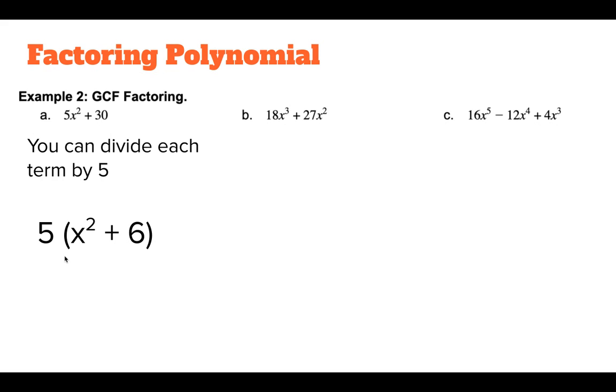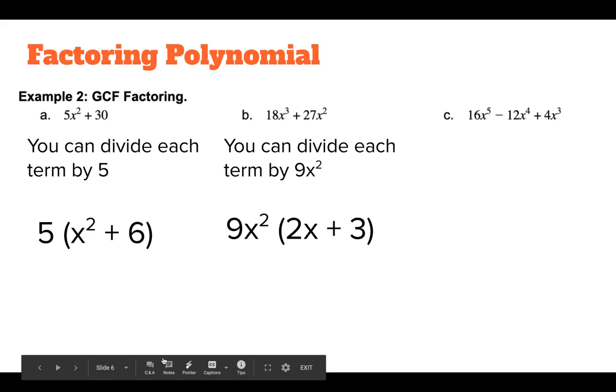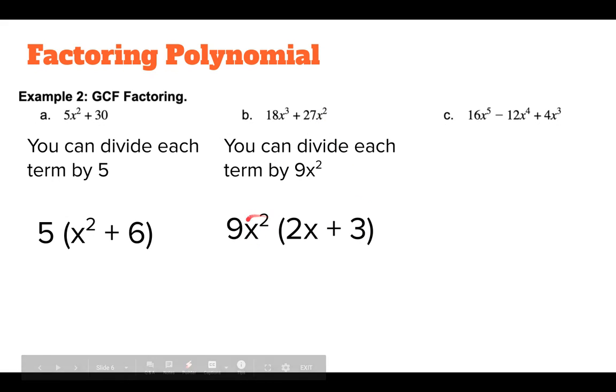In the second example, you can see that I can divide each number by 9, and there's an x squared in each term. So my greatest common factor is 9x squared. I'm going to put that on the outside. Then I just divide the numbers by 9, and I subtract 2 from the exponents. And what you'll notice is that x squared here goes away because I took it all out.